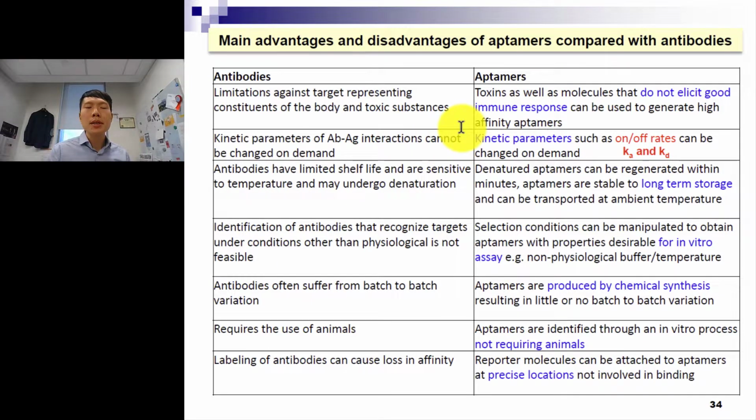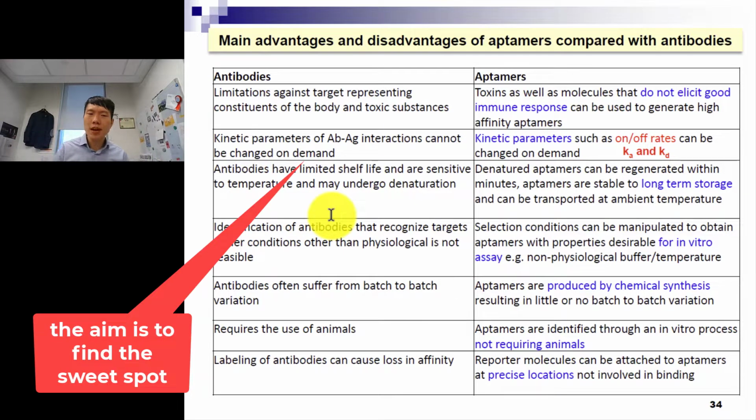Now let me go back to the top here. Let's focus more on the chemistry side. For antibodies, there are limitations in targeting certain parts of the body or toxic substances. But aptamers, how they function is, some toxins we can use them against, and they do not generate good immune responses from antibodies, but aptamers have very high affinity. In general, you can think of aptamers as more man-made: we manufacture and engineer them to the target as we want, but antibodies are a bit more natural in that area. I'm just using an analogy.